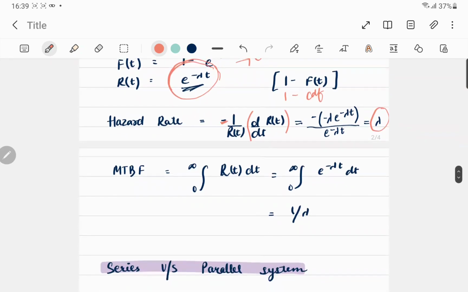Now next is MTBF. MTBF is actually mean time before failure.